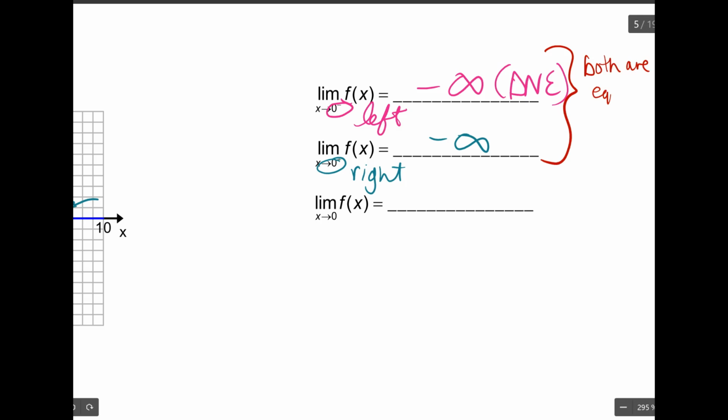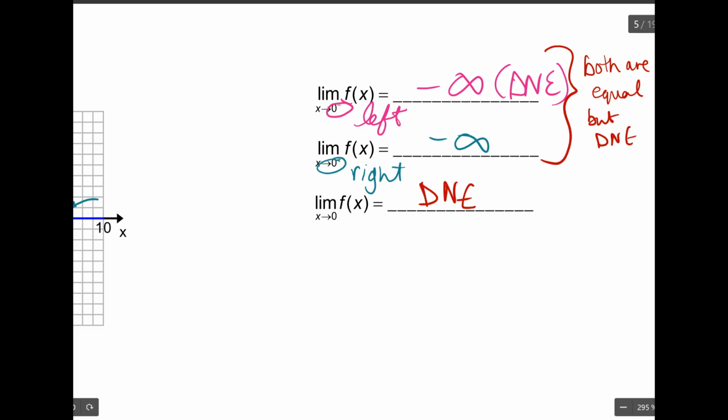Both are equal. How do you know it does not exist? So if you have a limit that's infinity, it doesn't exist. It's not one concrete number you can pin down. Infinity is this abstract concept where it just keeps going and going. It's not a single number. Both are equal, but does not exist. Therefore, limit does not exist.